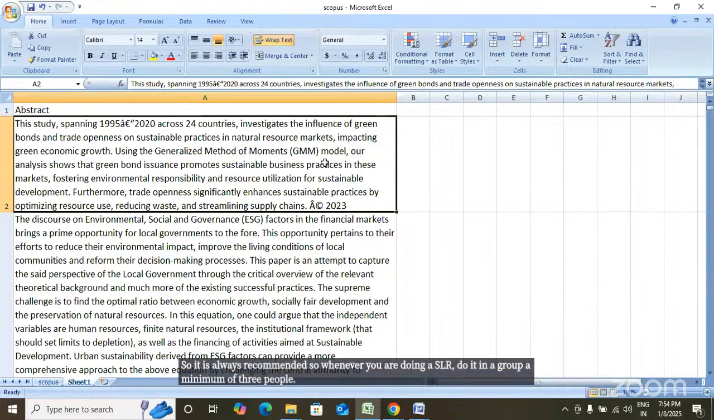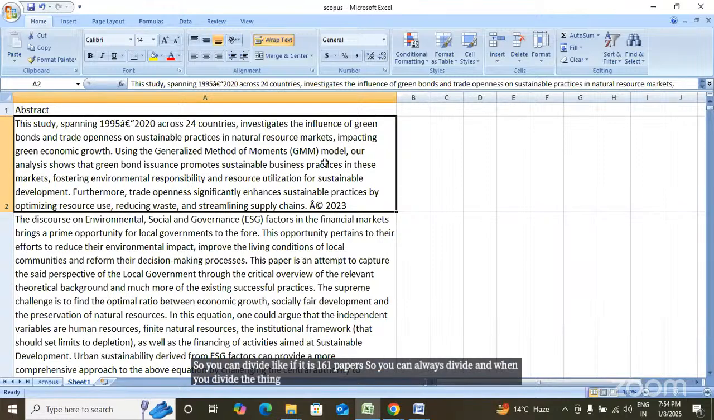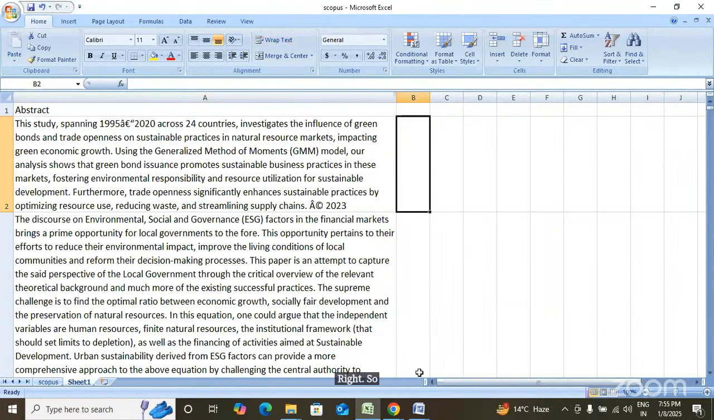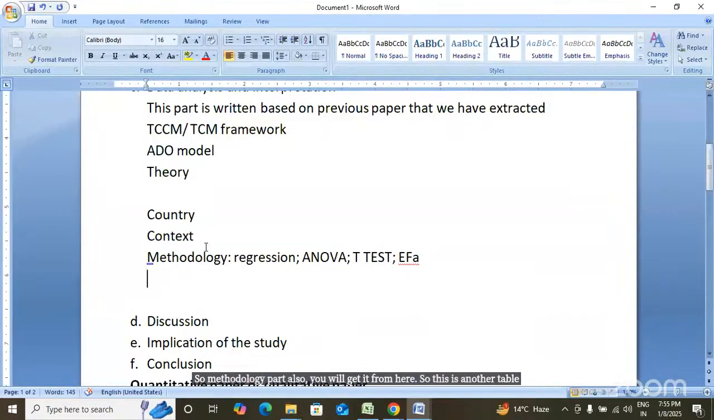So if it is 161 papers, you can divide them, and when you divide the work, it becomes easier for you, right? So it is always recommended, whenever we are doing an SLR paper, to divide the work and do it in a group, right? So the methodology part you will also get from here. So this is another table that you can make for it.